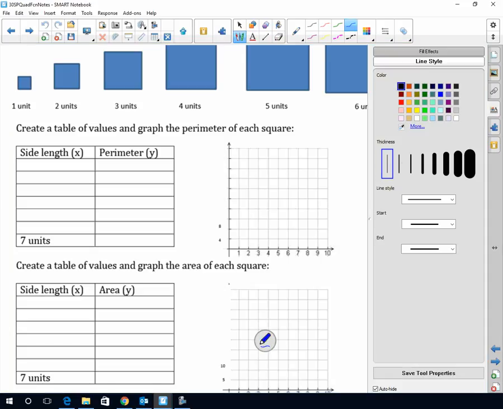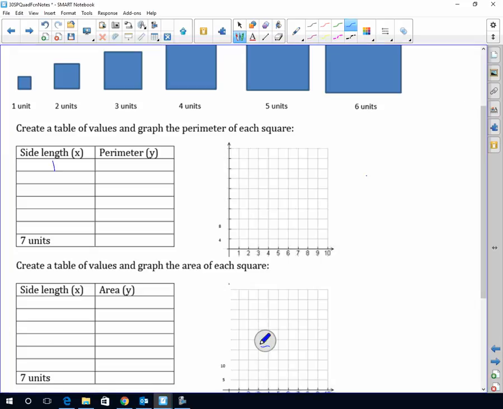2. What's the perimeter? 8. Side length 3. What's the perimeter? 12. What are we doing each time, actually? Multiplying by 4 to the side length. Does everybody see that? 5 is 20. Some people might say we're adding 4 each time. You could say that, I guess.